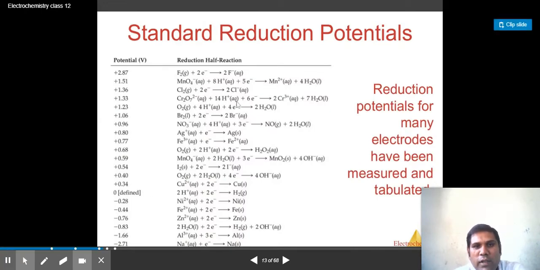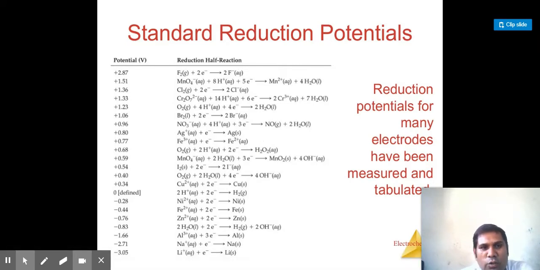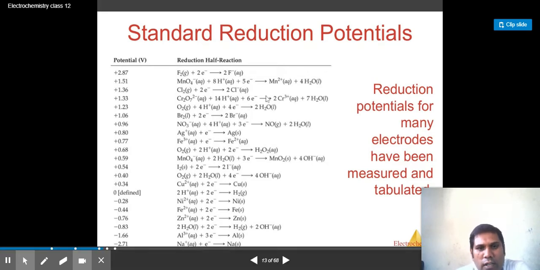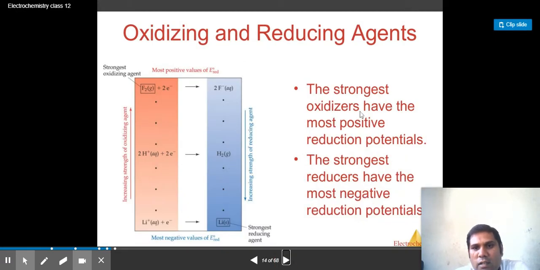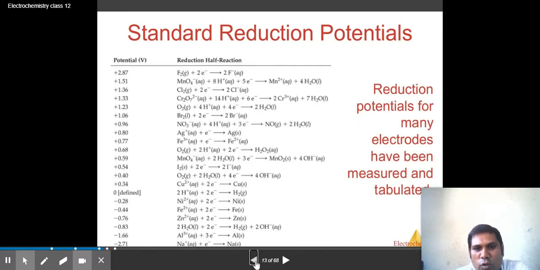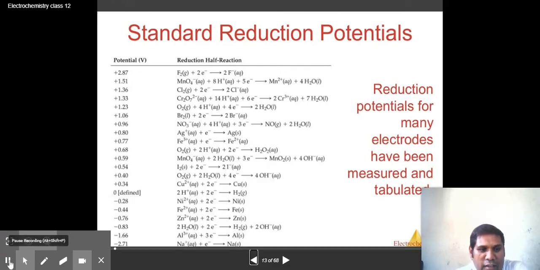Now this is the electrochemical series. So which metal ion is going to oxidize and which metal ion is going to reduce. I am not going into much detail in that. The strongest oxidizers have the most positive reduction potential and the strongest reducers have the most negative reduction potentials. In electrochemical cells, the reduction potentials are given and the standard potentials have been tabulated.